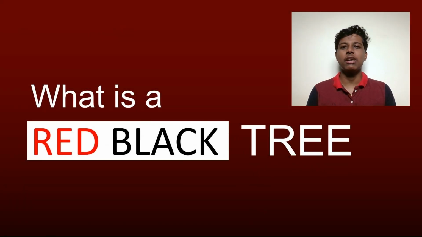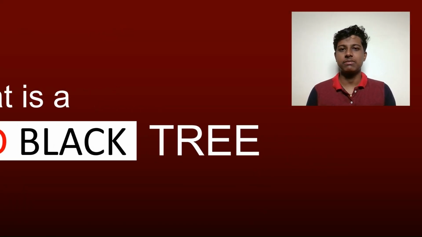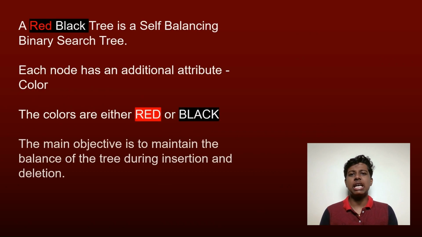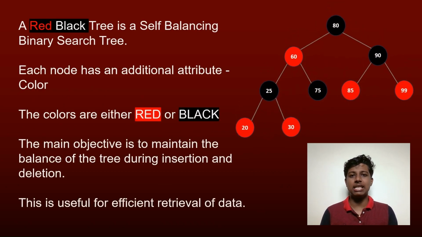Now, let us look at what is a red-black tree. A red-black tree is basically a binary search tree which balances itself after every insertion and deletion. But it has an additional property, color. Each node has a color that is black or red. That is why this tree is called a red-black tree. The main objective is to maintain the balance of the tree after every insertion and deletion. This helps for efficient retrieval and search of data in the tree.